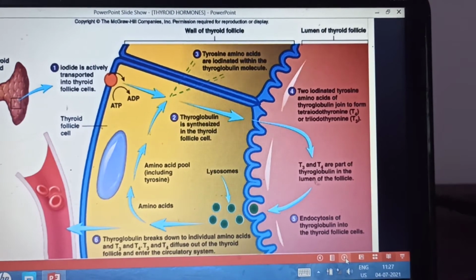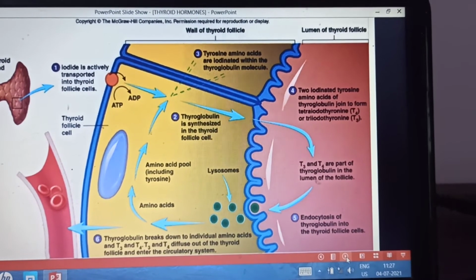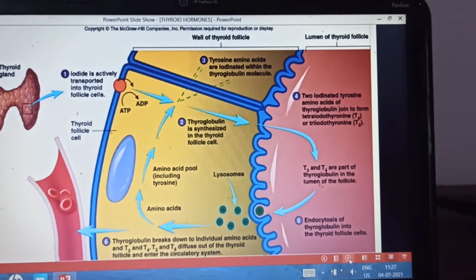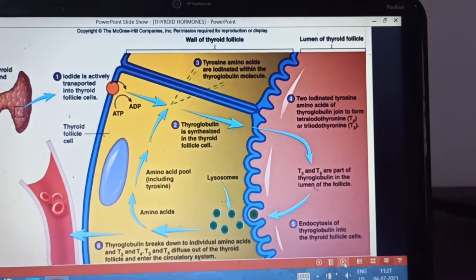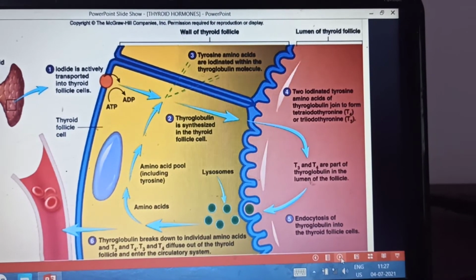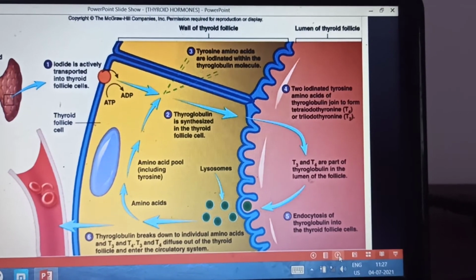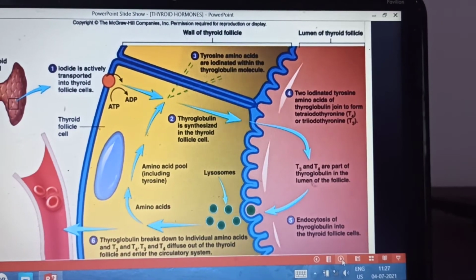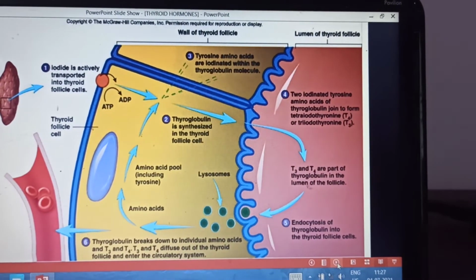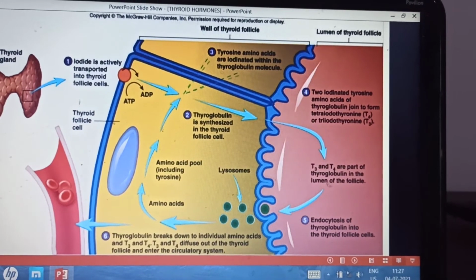Then after formation of T3 and T4, there is endocytosis of the colloid into the follicular cell. Endocytosed vesicles fuse with the lysosomes, and then thyroglobulin in the lysosomes is broken down by the lysosomal enzymes, that is proteolysis takes place, and the T3 and T4 are released into the cytosol, and then they diffuse into the blood. The free hormones diffuse into the blood. So in this way the hormones are synthesized and secreted.